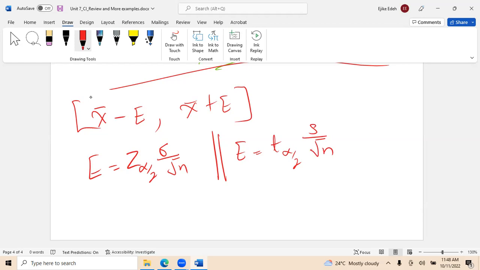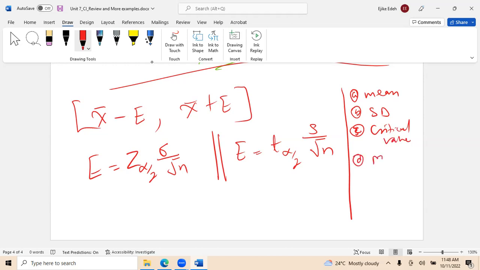When I give this question, I will be breaking it down. First, calculate the mean. Second, calculate the standard deviation. Third, calculate the critical value. Next, calculate the margin of error. And then finally, calculate the confidence interval, because I know you need all of this to get to that point.